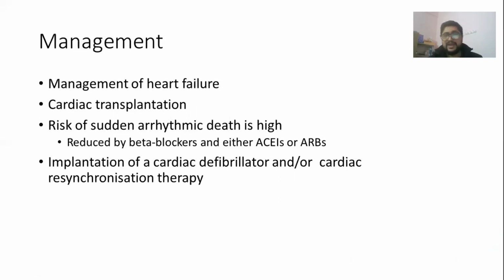For the management, we usually manage the symptoms and we manage the heart failure. If the patient is not responding to heart failure medical therapy, then they may require cardiac resynchronization therapy, and those patients who are at high risk of sudden death might require implantation of a cardiac defibrillator. Similarly, the risk of sudden arrhythmias or death is high in this condition. This can be reduced by using beta blockers and either ACE inhibitors or ARBs.